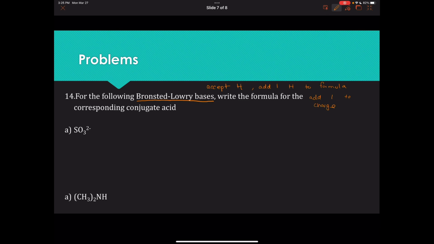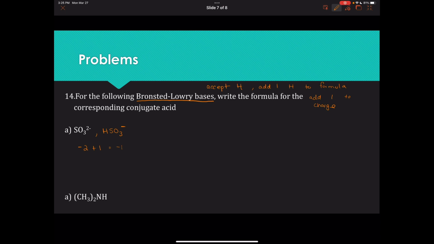So my formula is SO3 2-. If it gains a hydrogen, it becomes HSO3. My original charge was -2. We're going to add 1, so the new charge is -1. So my conjugate acid is HSO3-.